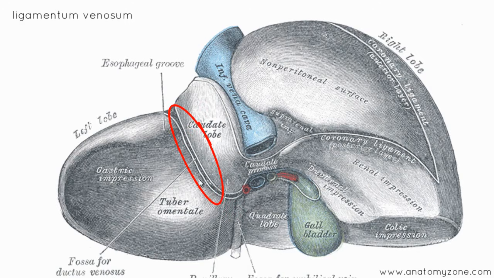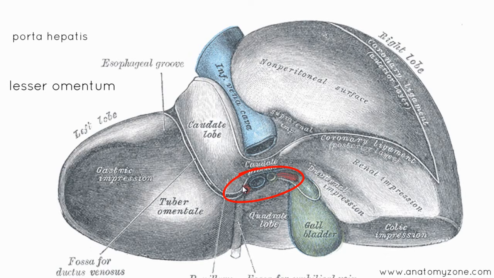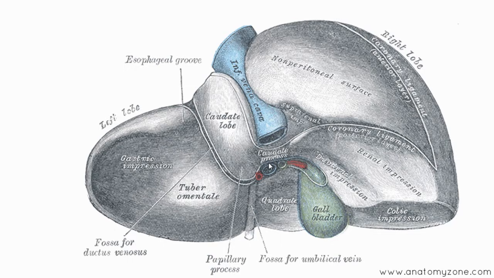So from the ligamentum venosum and the porta hepatis, you get the lesser omentum, which connects the liver to the lesser curve of the stomach and to the first part of the duodenum. The peritoneum, which encloses the liver, meets to form this double layer of peritoneum at the porta hepatis, and it connects the porta hepatis to the lesser curvature of the stomach and the first part of the duodenum. So this is called the lesser omentum.